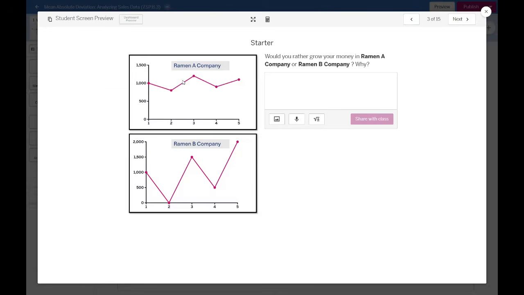You can use the two graphs presented here to give your answer and explain why you chose that specific company. You can share your answer with your class, or you can comment down below.